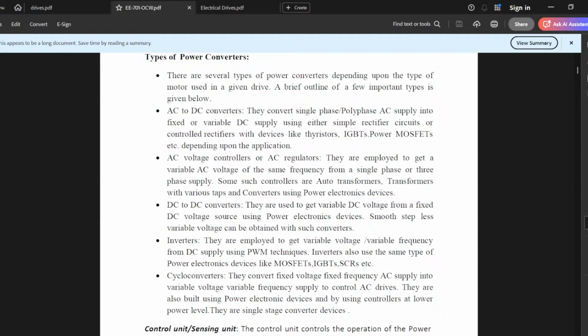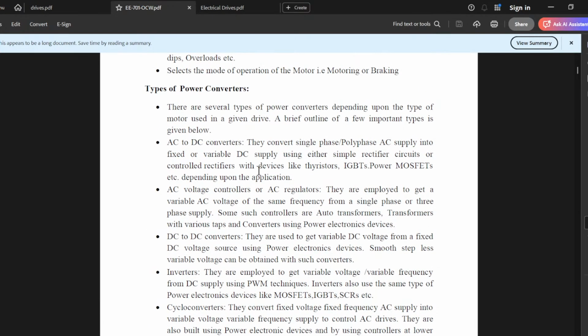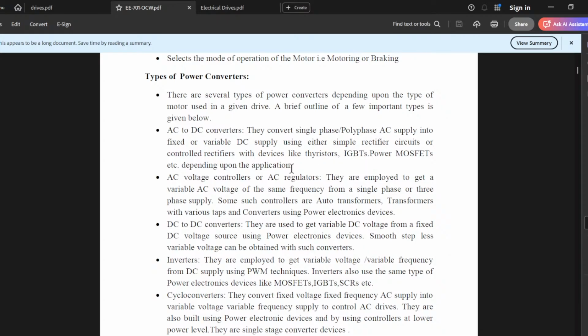So moving on with the PDF. Then we have, where were we? Oh, yeah. And it can be achieved by using thyristors, IGBT, MOSFETs, depends. AC voltage controllers or AC regulators. What is this? This brings down AC to AC only, depending upon the requirement.